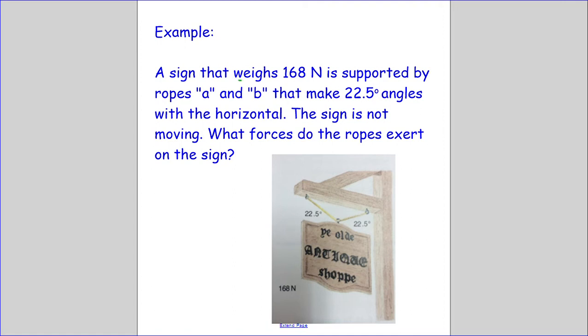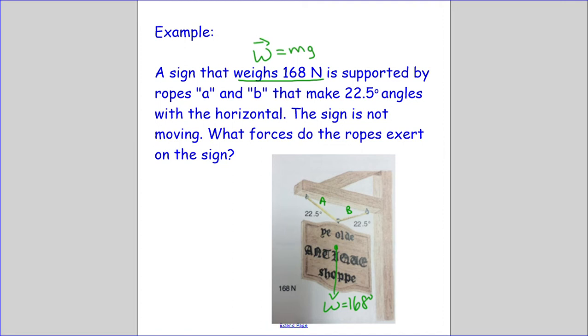It says that this thing weighs 168 newtons, right? Weight is equal to mass times gravity. So it already gives us the weight, and it's basically saying that this thing is pulling down. It has a downward weight of 168 newtons. It's supported by 2 ropes, A and B, and they each make a 25 degree angle with the horizontal.